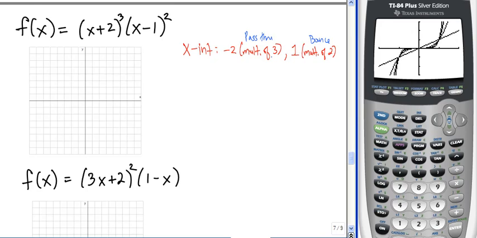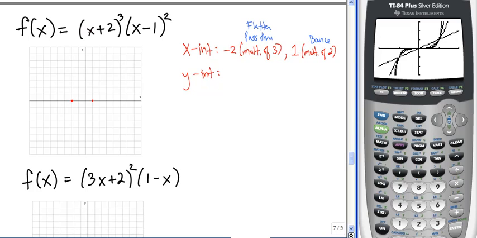The multiplicity of 3, that's a slightly large power, so it might want to show that it's a little bit flatter right around that x-intercept as we pass through, and I'll show you how we could show that in just a minute. Alright, we've got our x-intercepts. Let's go ahead and put dots on our graph for those, -2 and +1, and let's find our y-intercept next.